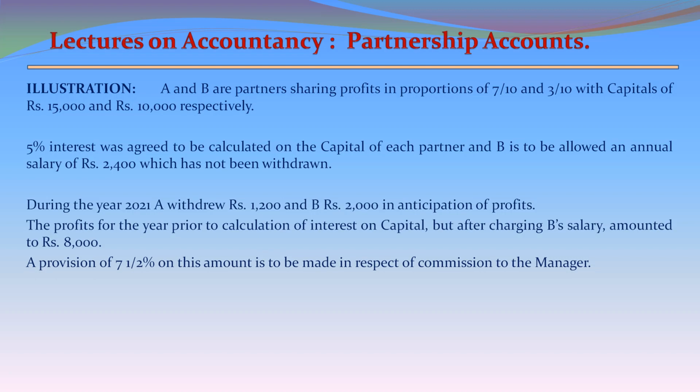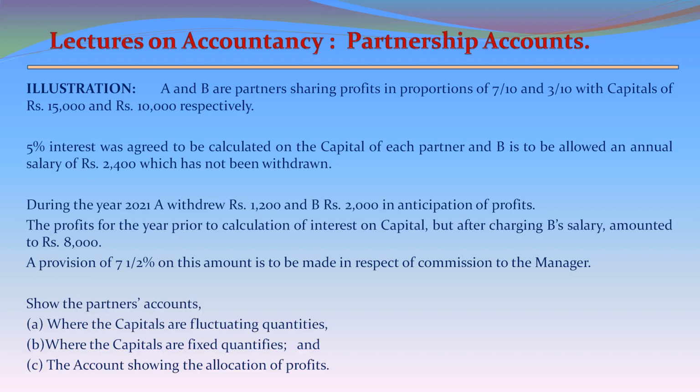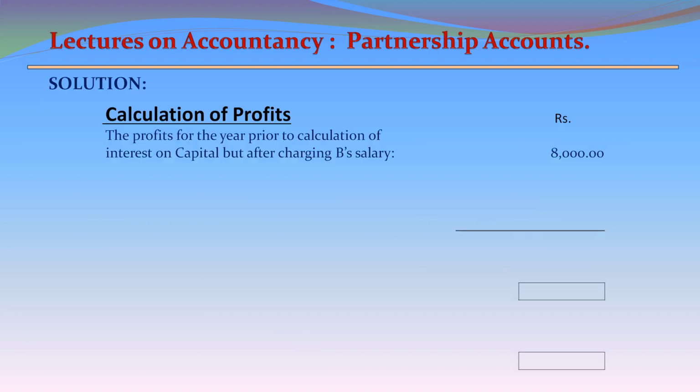The profits for the year prior to calculation of interest on capital but after charging B's salary amounted to Rs 8,000. A provision of 7.5% on the amount is to be made in respect of commission to the manager. Show the partners' accounts where the capitals are fluctuating quantities, where the capitals are fixed quantities, and the account showing the allocation of profits. Solution.